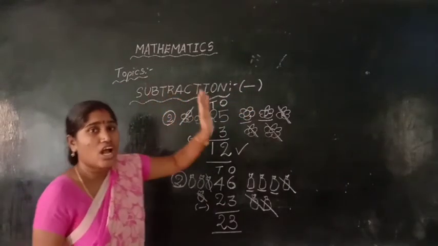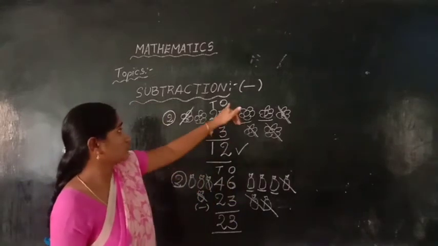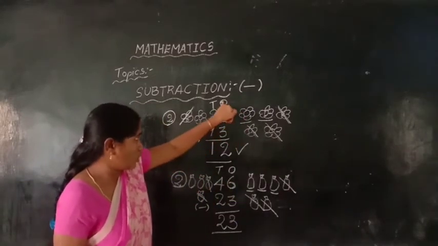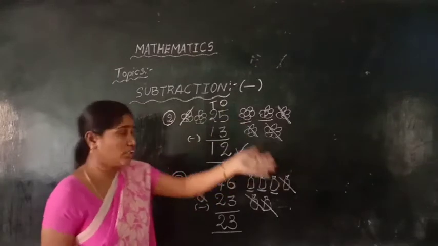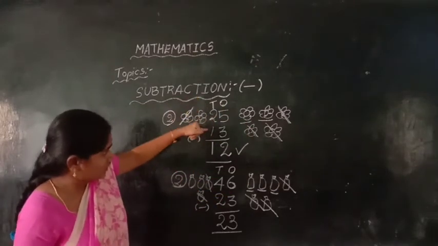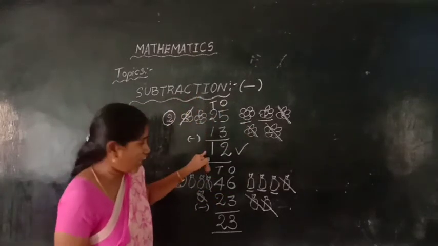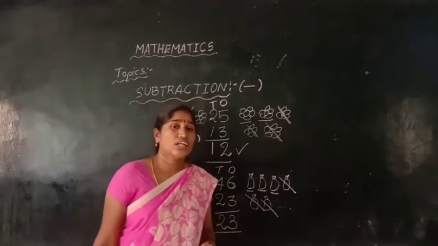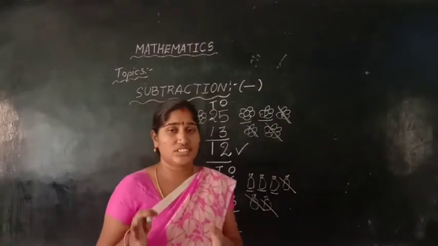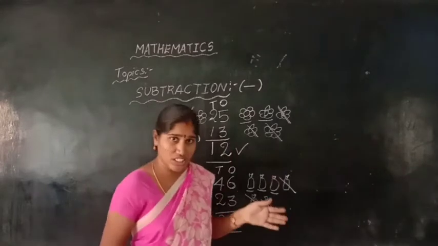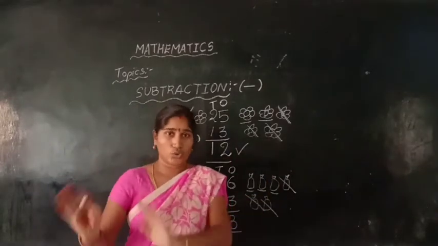Okay, children. Whenever you do it, first do the ones digit. After that you have to do the tens digit. Then you will get the answer. Okay, children. I hope you understand how to do subtraction in single digit and 2 digit.